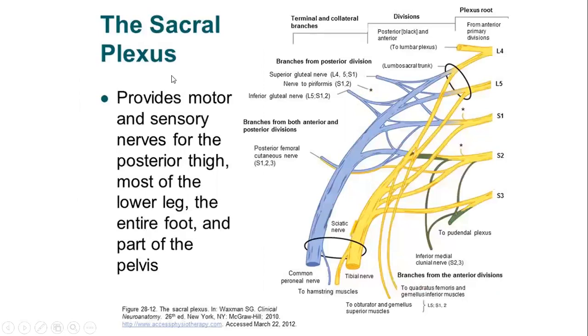Sacral plexus, what is the area of distribution in general of the sacral plexus? It provides motor and sensory supply to the posterior aspect of thigh, most of the lower leg, and entire foot and part of the pelvis. So if we start from above downwards, it will include part of the pelvis and posterior aspect as well as compartment of thigh, most of the leg, and entire foot. So this is in general the area of distribution of most of the branches that arise from the sacral plexus.